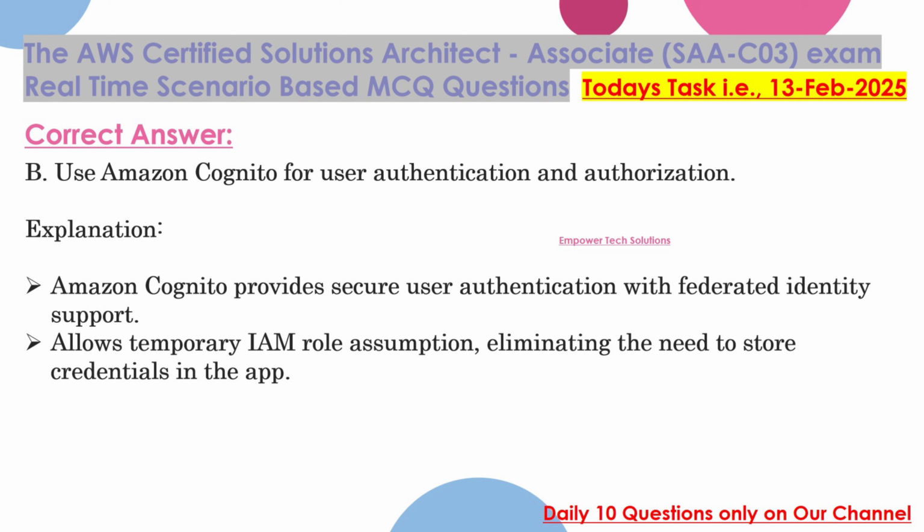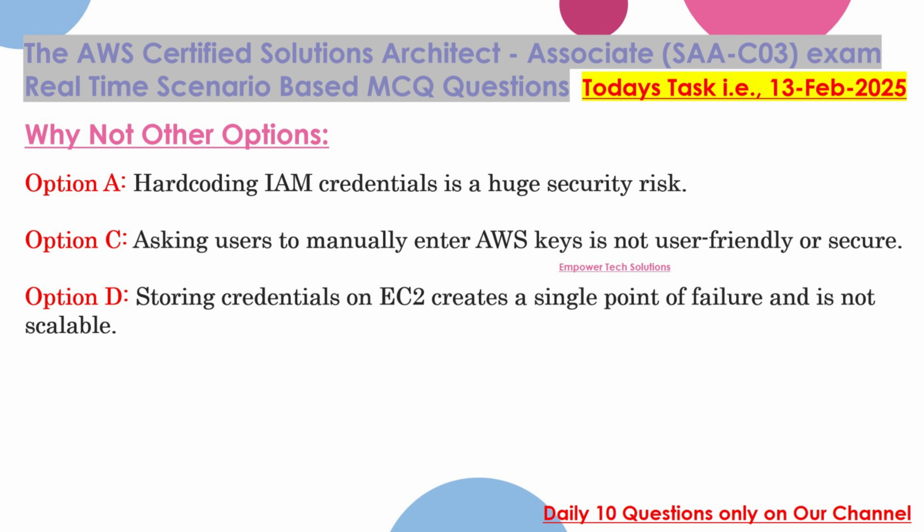Correct answer: B. Use Amazon Cognito for user authentication and authorization. Explanation: Amazon Cognito provides secure user authentication with federated identity support. Allows temporary IAM role assumption, eliminating the need to store credentials in the app. Why not other options? Option A. Hard-coding IAM credentials is a huge security risk. Option C. Asking users to manually enter AWS keys is not user-friendly or secure. Option D. Storing credentials on EC2 creates a single point of failure and is not scalable.